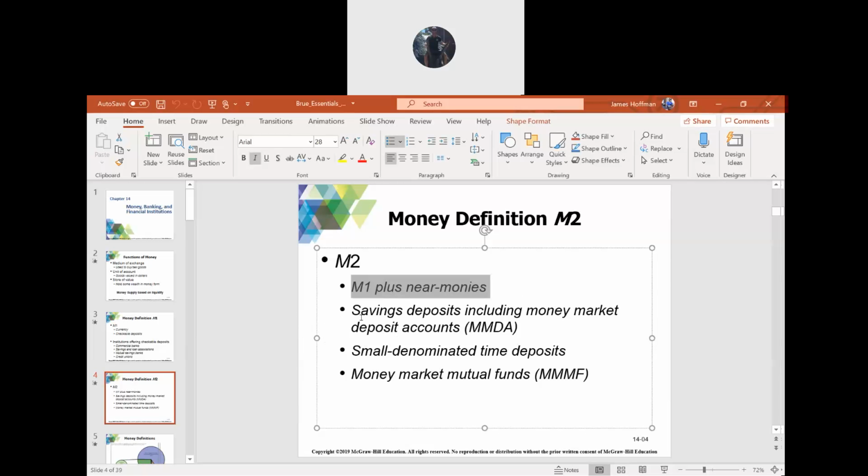So these are pretty much savings accounts, or things that are kind of like savings accounts. So savings accounts, money market deposit accounts, small time deposits, which are kind of like savings accounts, and then money market mutual funds, which are a little bit different. But I think these all relate to savings accounts and savings deposits. So this is the biggest proportion of M2. If you think of M1 plus all the things that are pretty close to liquid, but take a little more time to convert to cash, that's what M2 is. So M1 plus near monies is our M2.